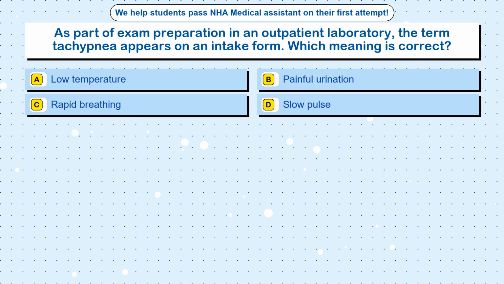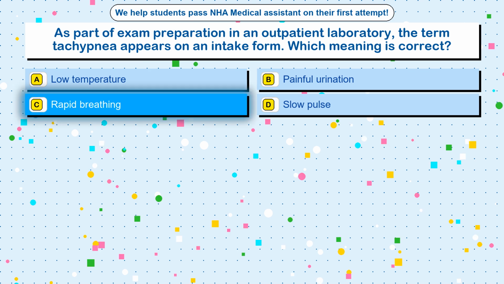Question 72. As part of exam preparation in an outpatient laboratory, the term tachypnea appears on an intake form. Which meaning is correct? Option A, low temperature. Option B, painful urination. Option C, rapid breathing. Option D, slow pulse. The correct answer is option C, rapid breathing.